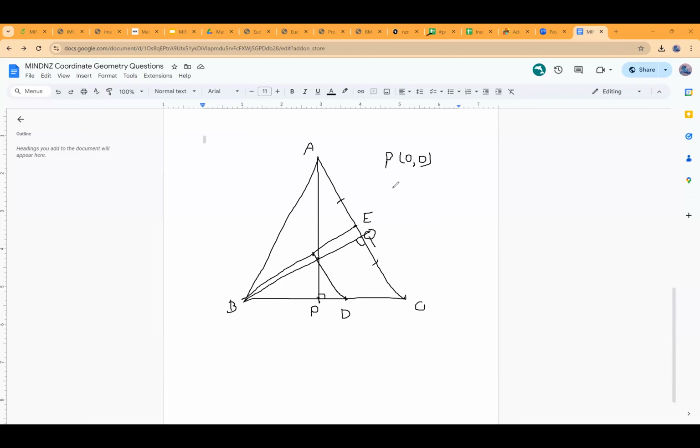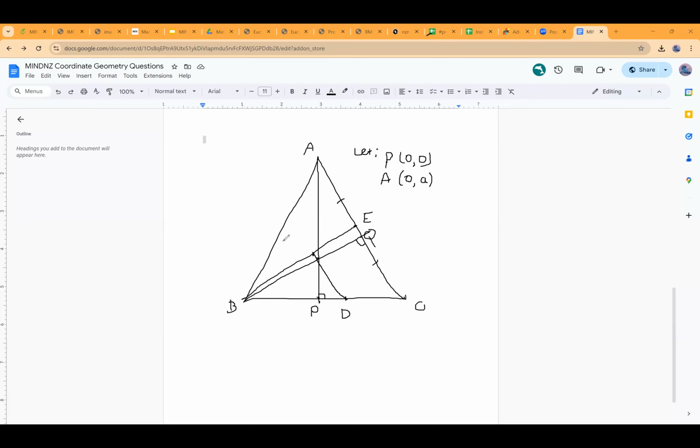And maybe we'll introduce some letters for A, B, and C now. Well, we know the x coordinate of A is 0 because it lies on the y-axis. And maybe we'll just call the y coordinate A, right? So let this be... Oh, actually, we could go one step further.